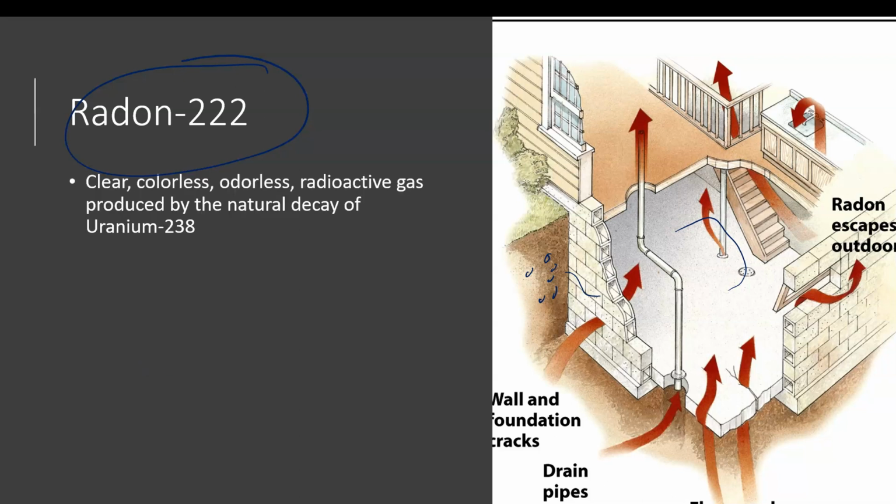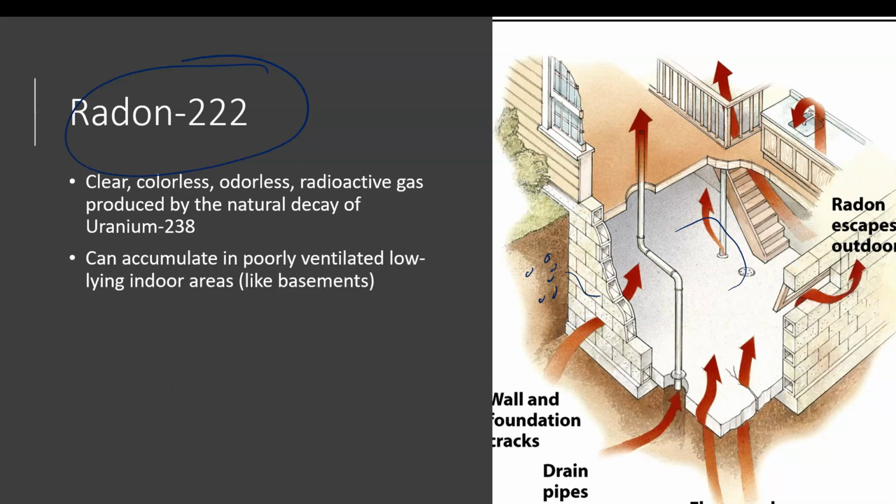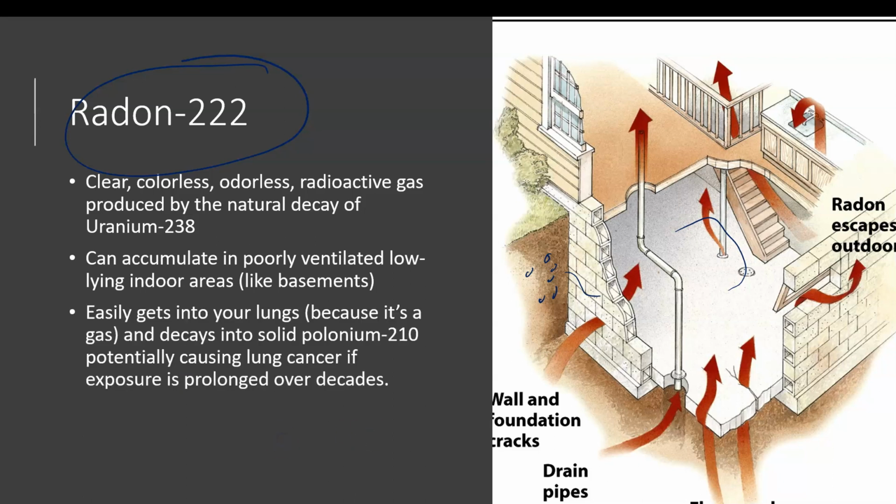All right. It's clear, colorless, odorless, so you wouldn't know it's there. And because it's a gas, we can breathe it in, and so it's a radioactive gas. And because we are breathing it in, we don't have that barrier of skin to sort of protect us. So it's much easier access to cells and things like that. So it tends to accumulate in our poorly ventilated low-lying indoor areas, right? It easily gets into your lungs because it's a gas, all right? And it can potentially cause things like lung cancer if exposure is prolonged over long periods of time.